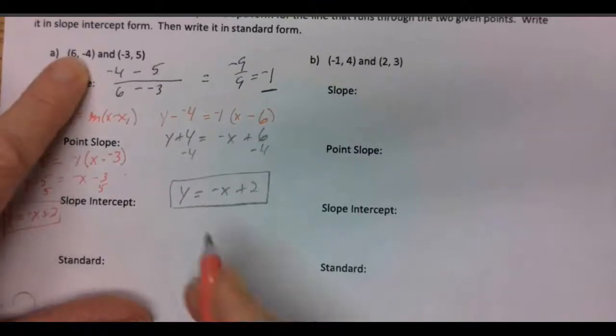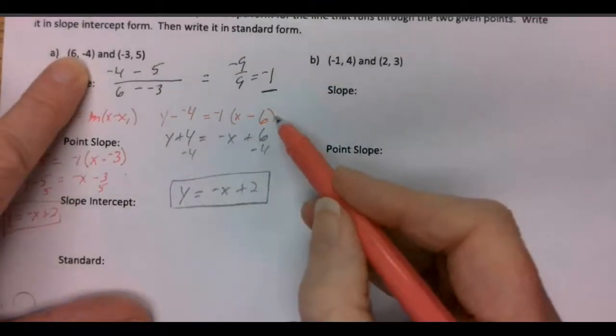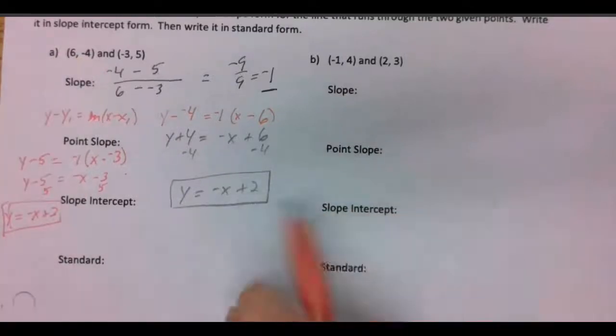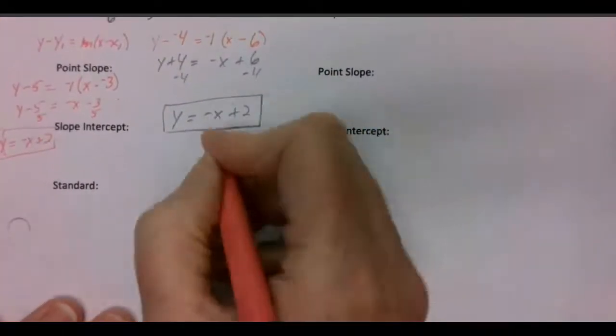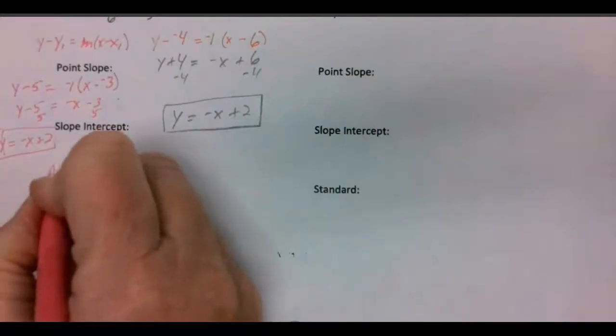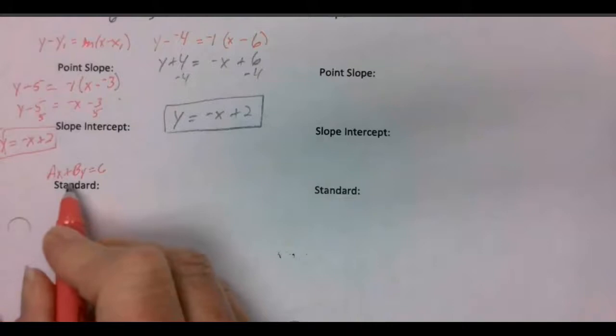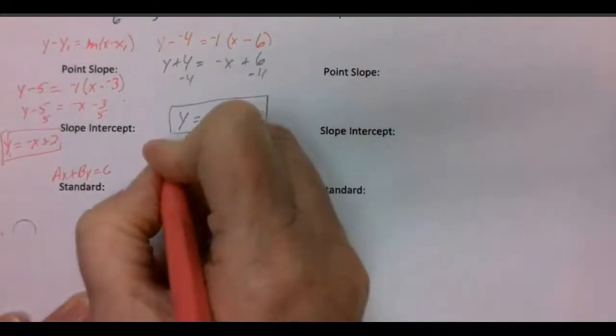For homework's sake, they want us to pick the first one for point slope so that you can compare the answer. Slope intercept will be the same no matter what. Okay, now we're going to go to standard form. In order to do that, I have to remember standard form: ax plus by is equal to c. So I'm getting x and y on the same side. I'm going to add x to both sides.